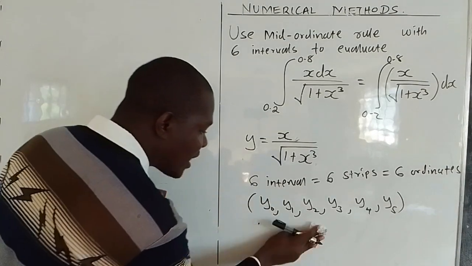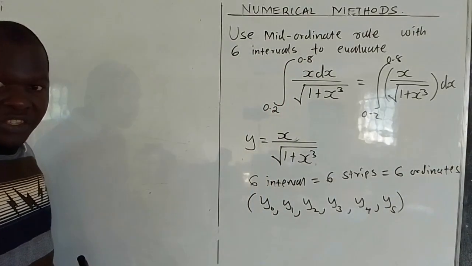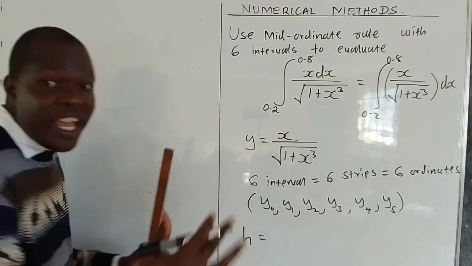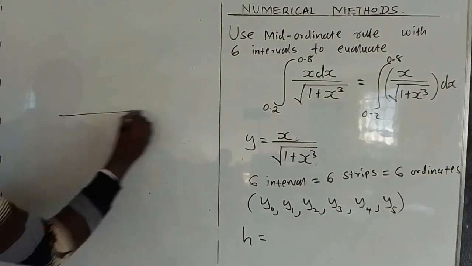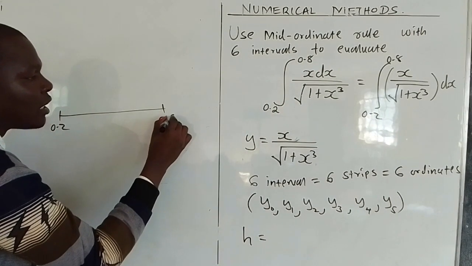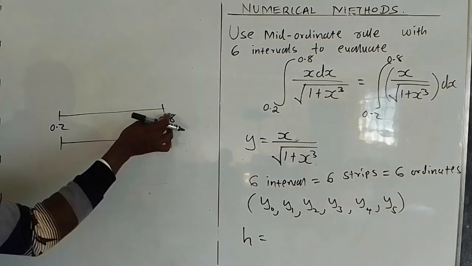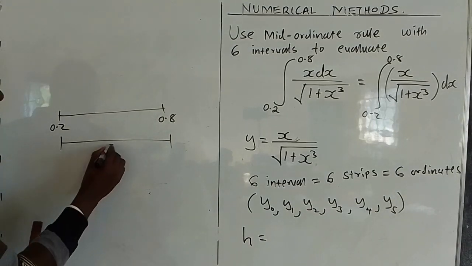So the size of the interval, you have how many intervals here? 6 intervals, meaning H is going to be the whole range divided into 6 equal parts, isn't it? So remember you are starting from 0.2 and you are ending at 0.8, isn't it? Meaning what is the whole of this length? It is 0.8 minus 0.2. Yes. You get the whole of this length to be 0.6.